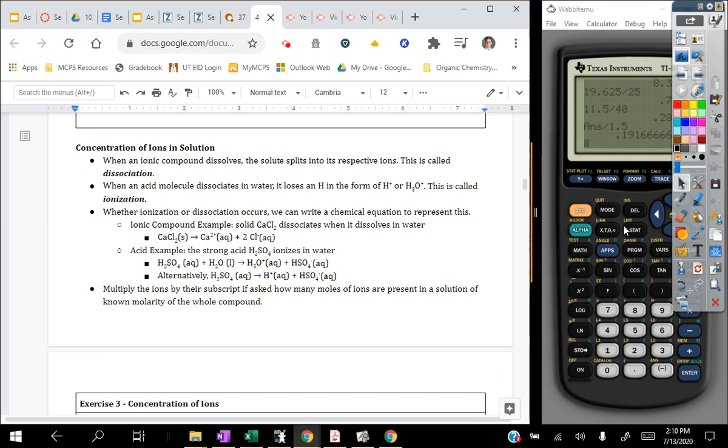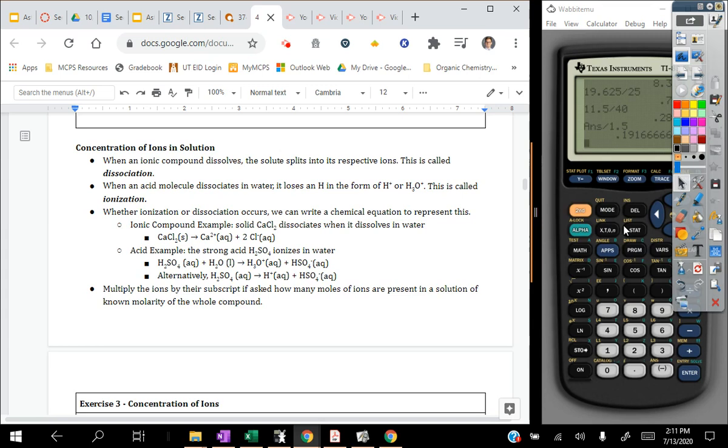When an ionic compound dissolves, the solute splits into its respective ions. This is called dissociation. There's another vocabulary word that's very similar, but specifically refers to an acid molecule that dissociates in water. When it does that, it loses an H in the form of H plus or H3O plus. This is called ionization. Whether ionization or dissociation occurs, we can write a chemical equation to represent this.